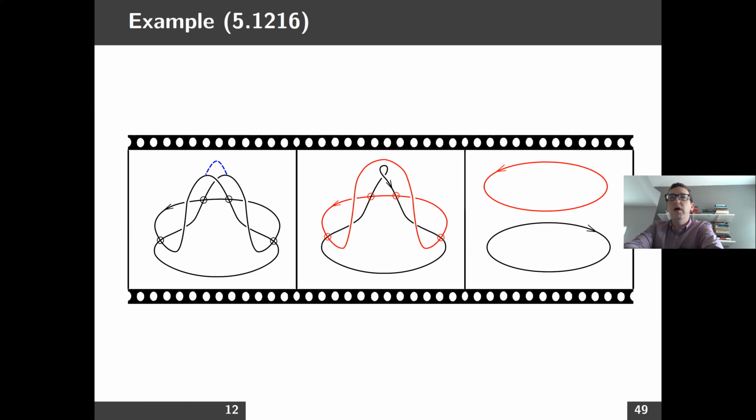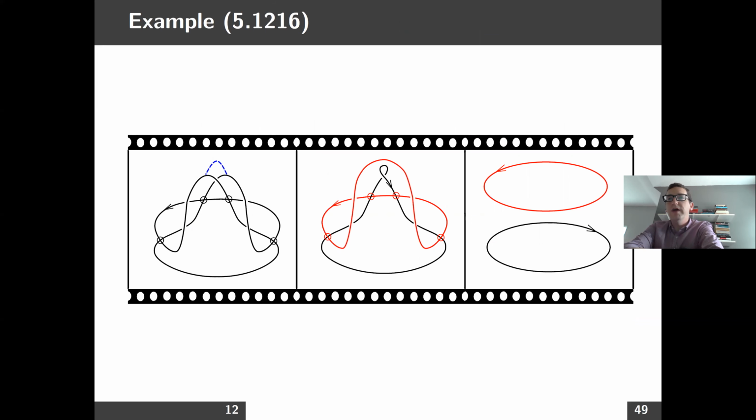Okay, here's an example of 5, 12, 16 from Green's table. On the left-hand side, you have a diagram of 5, 12, 16. By the way, this isn't the diagram that's actually in Green's table. This is a different one that just makes it easier to see where the saddle lies. The saddle is indicated there with a blue dashed arc.